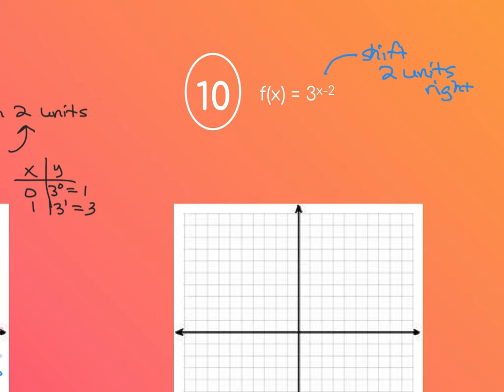Backwards of what you would think. So again, I'm going to graph just the y equals 3^x first, and then I'm going to move all of my points 2 units to the right. When you're shifting left and right, your asymptote is not going to move. So I still have my horizontal asymptote here, at the x-axis.